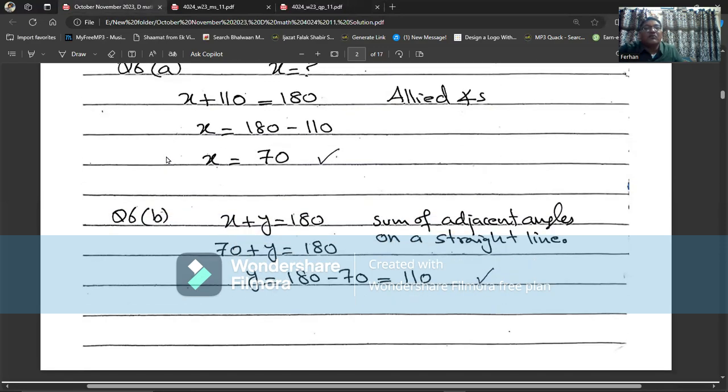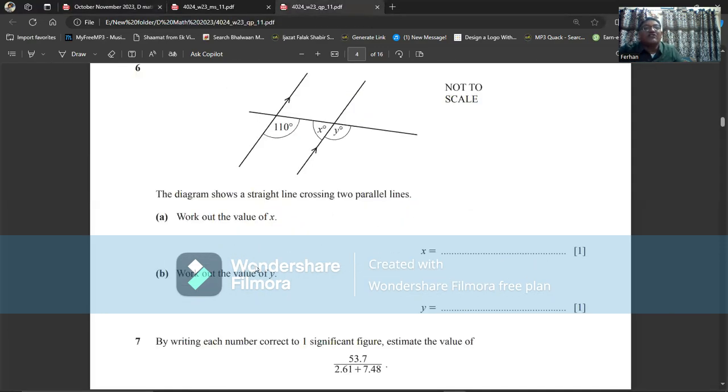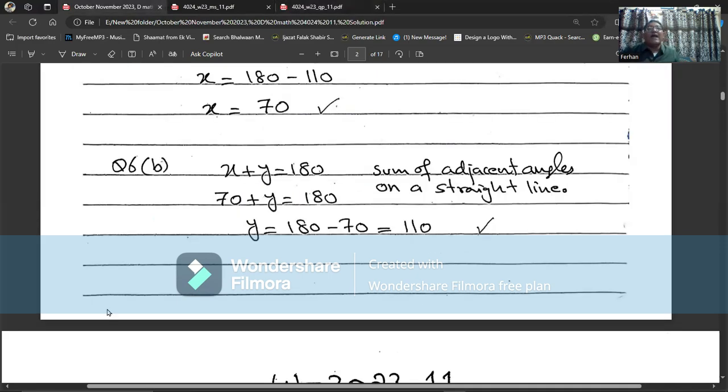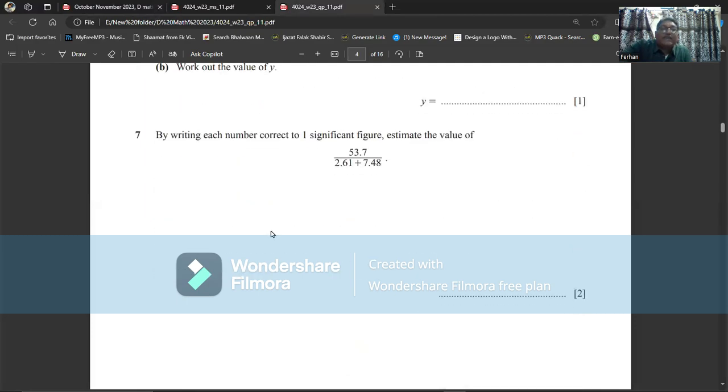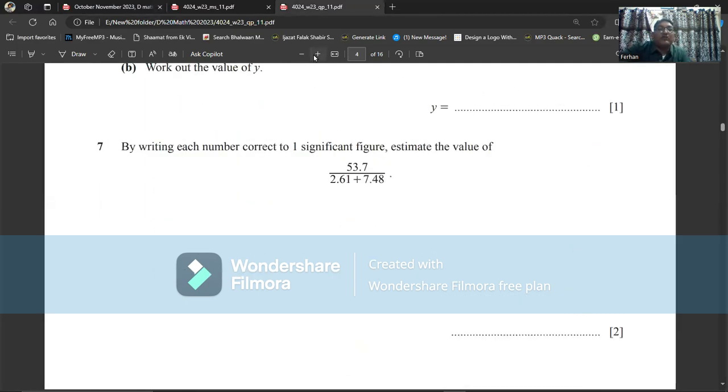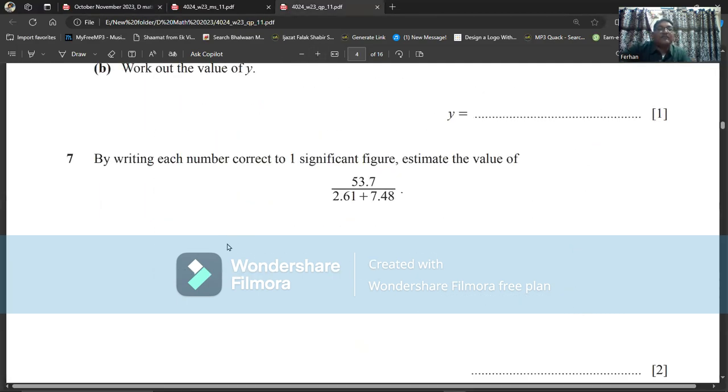Another way of finding y is that x and y are adjacent angles on a straight line. So their sum will be equal to 180. So you will have x plus y equals 180. x is 70, so y will be 180 minus 70, and the y value will be 110 degrees. 110 is the right answer, sir. I hope you understand.